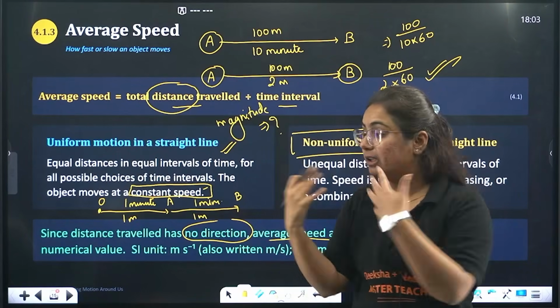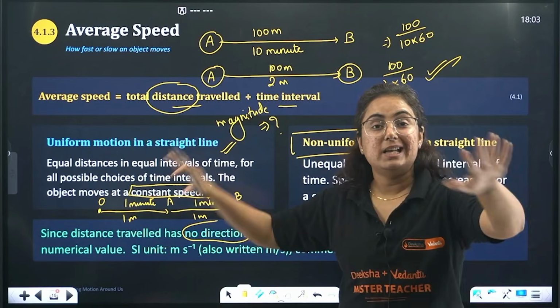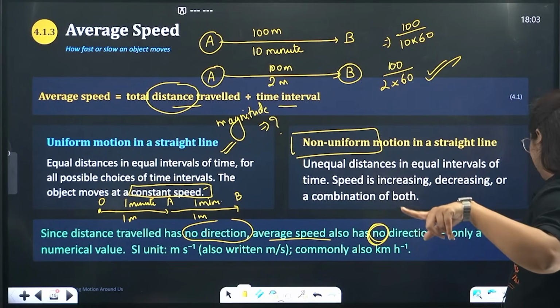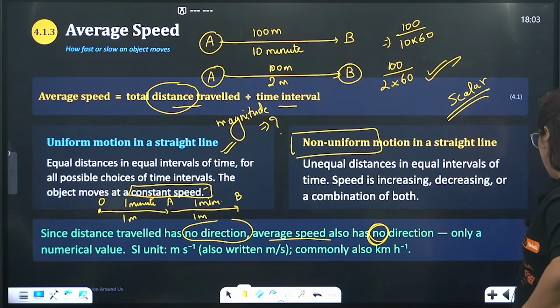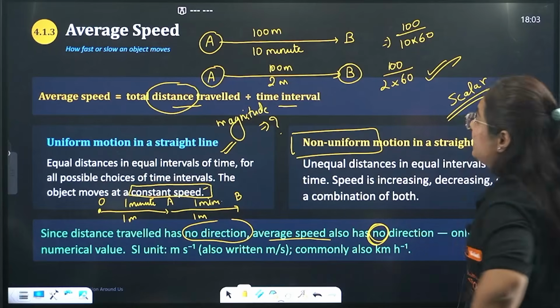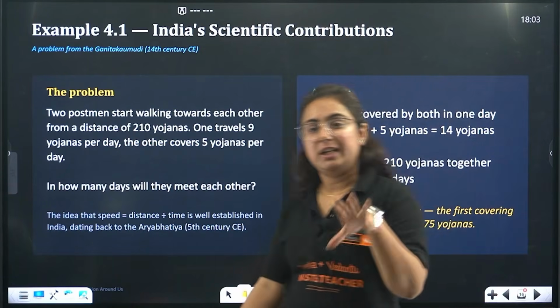They are not talking about which direction you have covered or where you reached. They are asking how much distance has been covered, and hence average speed is also a scalar quantity. So what is average speed? Distance upon time interval.